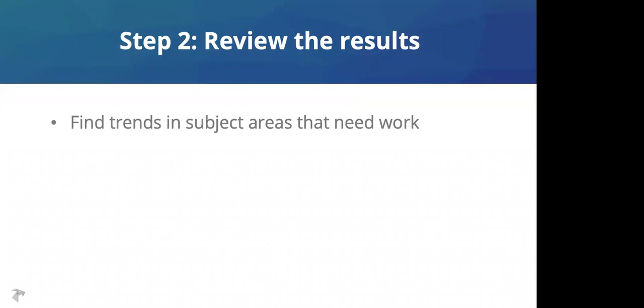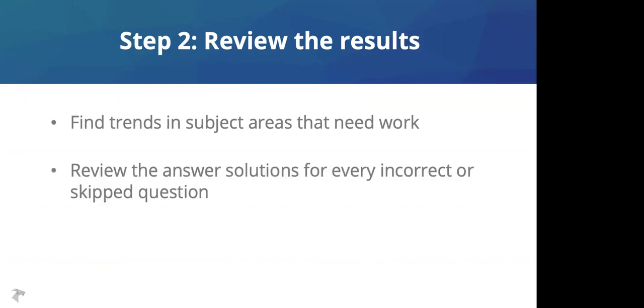Step 2, review the results. The review process is possibly the most important step if you're trying to really improve your score. This is the place where you learn the most. So you're going to want to find trends in subject areas that need work. So you're going to identify the areas that need the most improvement.